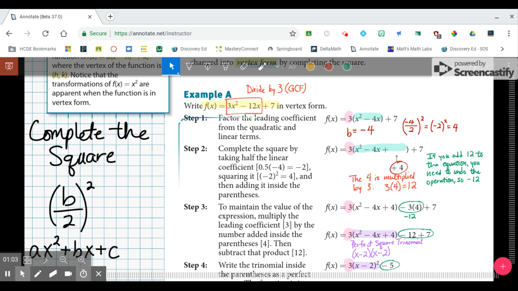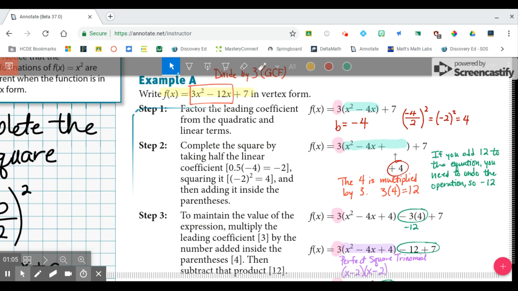So let's look at an example. Right here we have 3x squared minus 12x plus 7. The first thing we need to do is group those two x terms together, the x squared and the x. They have a GCF, and we want to divide out that GCF, which is 3. Basically, it's the leading coefficient, the number in front. So divide them both by 3.